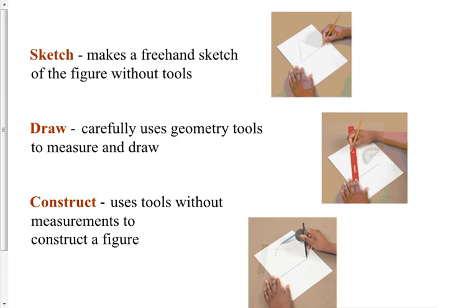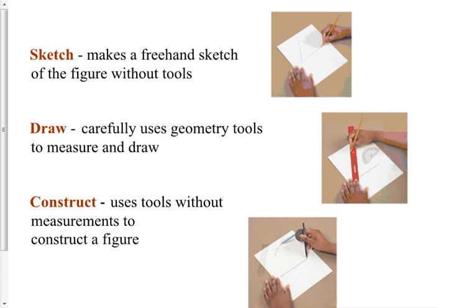carefully uses geometry tools to measure and draw. Now, in everyday English, we use the word draw to mean sketch. We sometimes use the word draw to mean construct. And we use the word draw to mean draw. Well, now in geometry, we have to be very careful when we use the word sketch and when we use the word draw. When you draw something, you may use measuring tools like a ruler and a protractor. A ruler can measure distance. A protractor can measure angles. When you use those things, you are drawing.